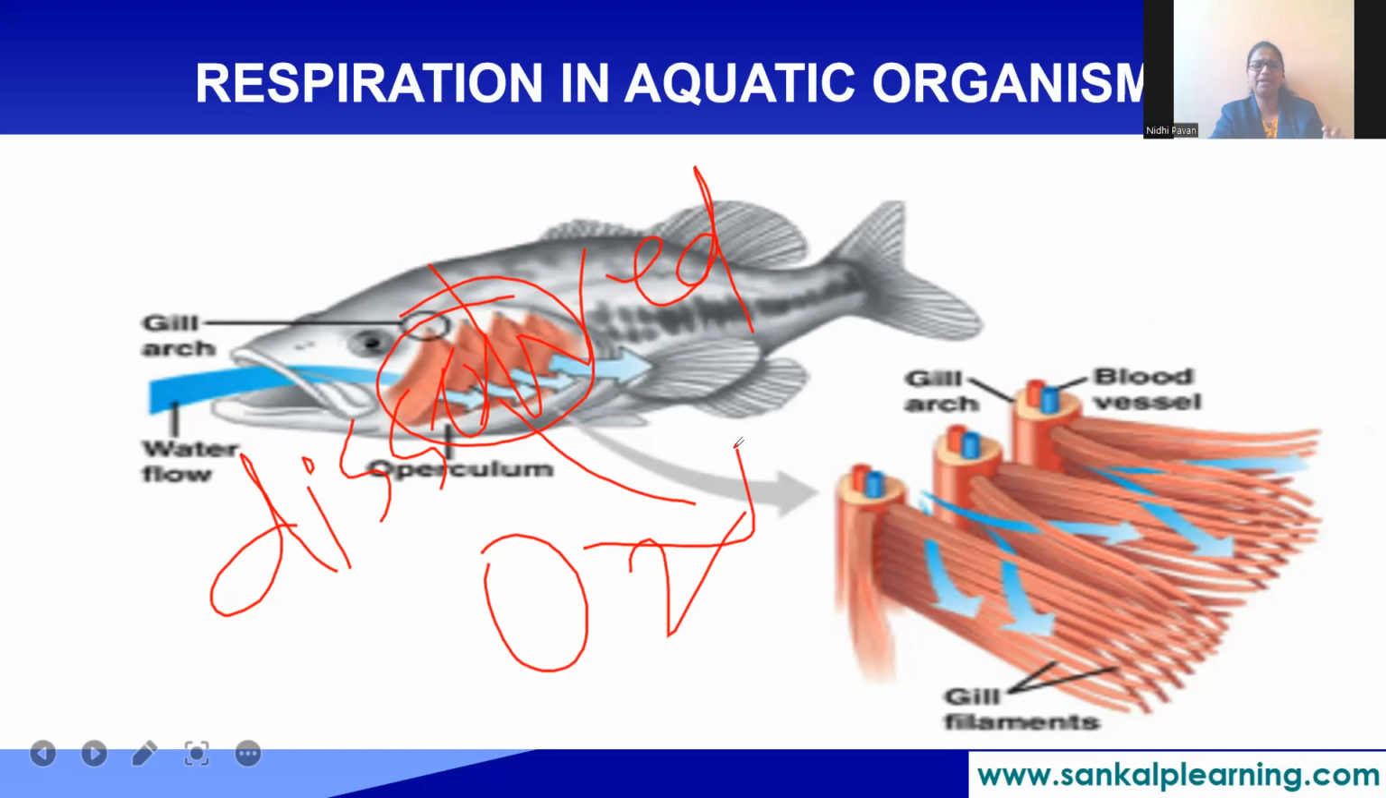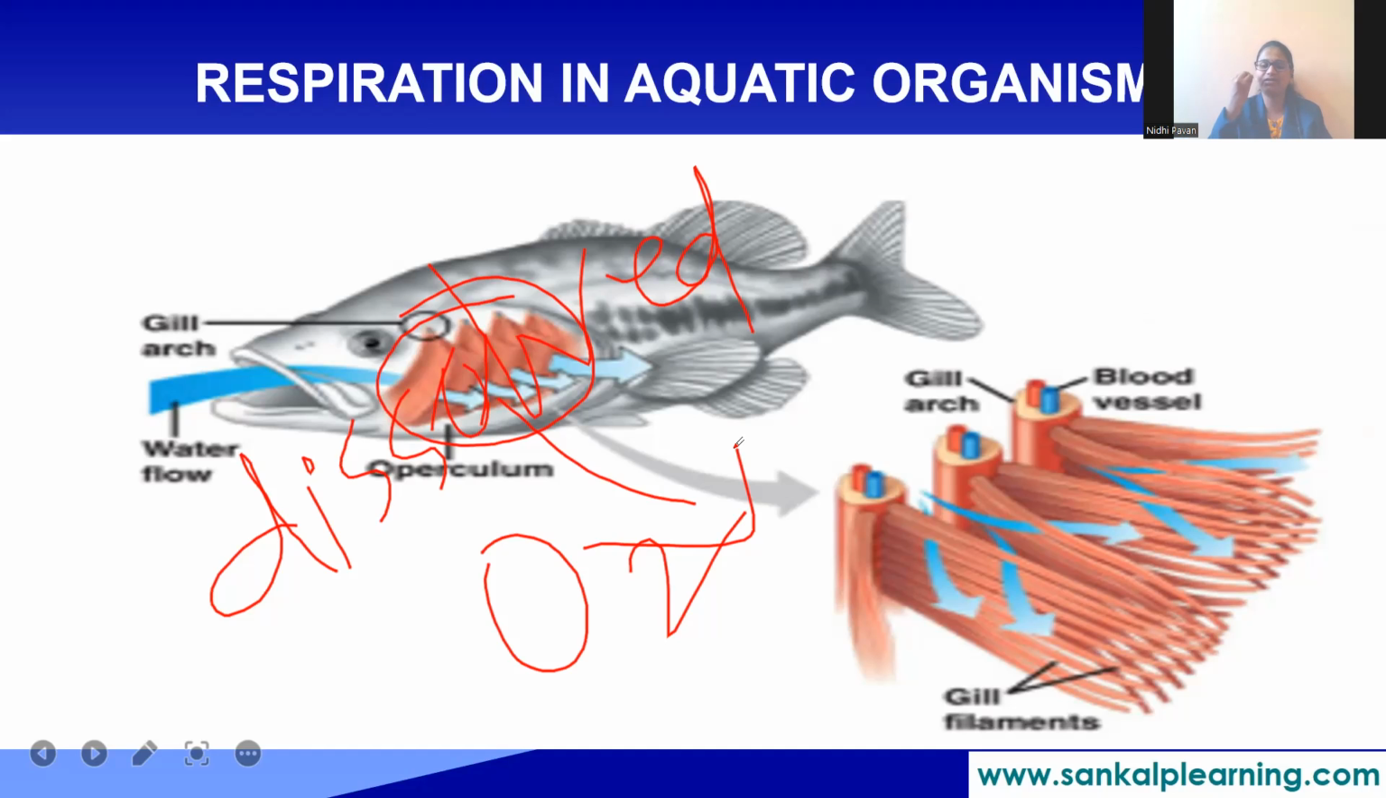But when we compare the respiration in terrestrial animals and in aquatic organisms, the respiration will be higher in terrestrial animals because the atmospheric oxygen is more than the dissolved oxygen. So this is how respiration occurs in aquatic organisms.